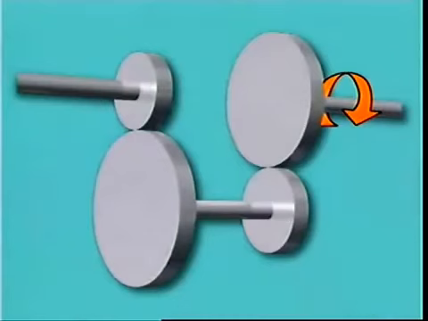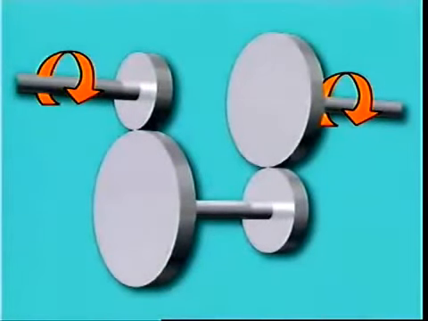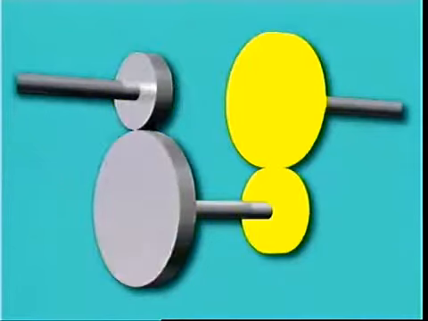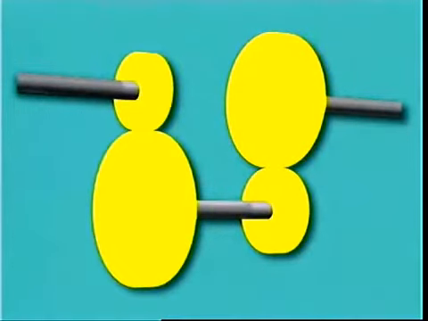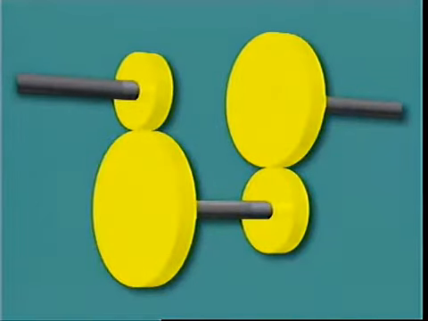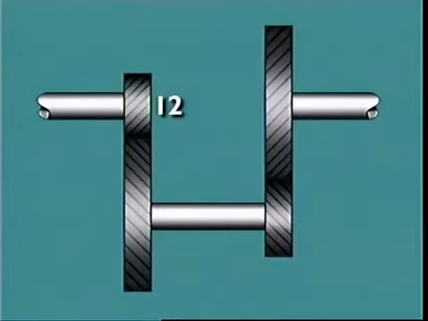The output turns in the same direction as the input, but at a reduced ratio, depending on the relative sizes of the gears. Since 2 pairs of gears are involved, their ratios are compounded or multiplied together. The input gear with 12 teeth drives its mating gear on the countershaft, which has 24 teeth. This is a ratio of 2 to 1.